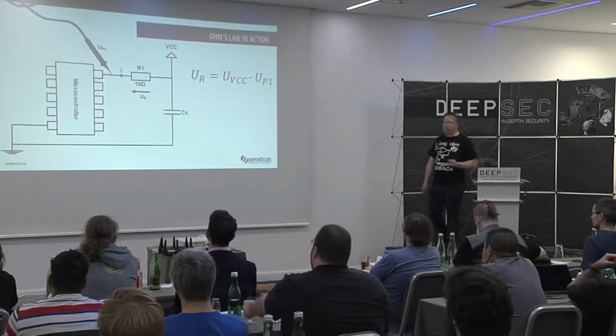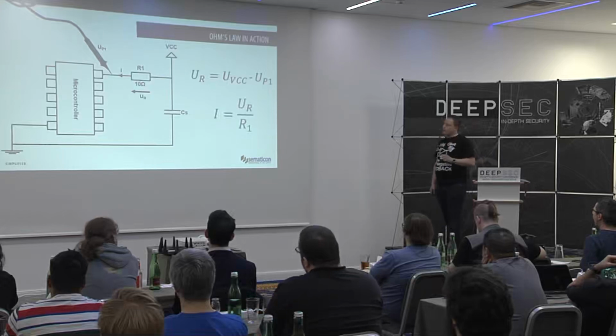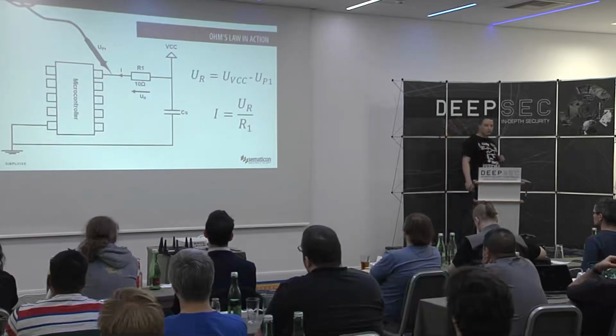I try to avoid math as much as possible. And by the way, with Ohm's law, I is U through R, we can then calculate the currents flowing through this resistor. We just take an oscilloscope and have a look at this.